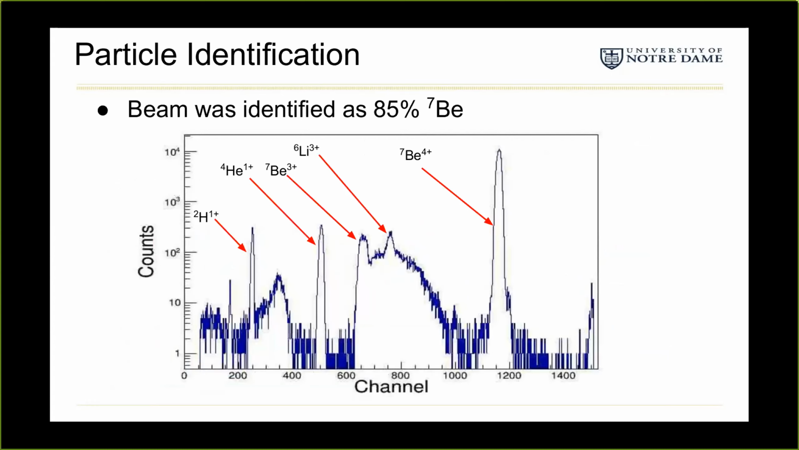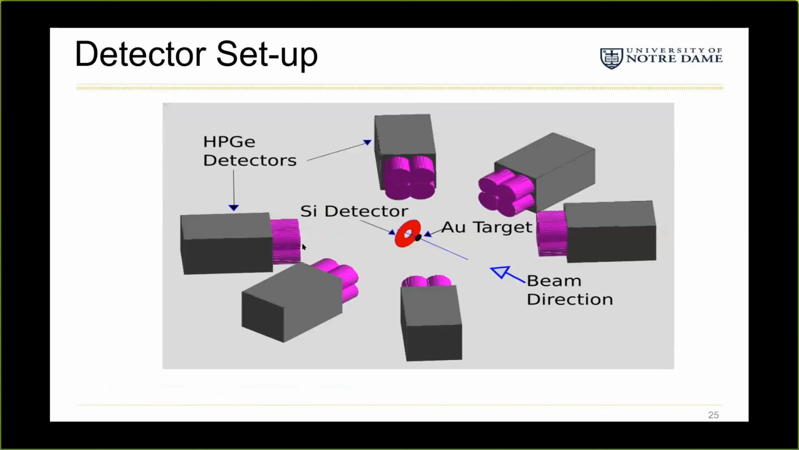We then sent this beryllium-7 beam to a detector to do particle identification. The beam was identified as being 85% beryllium-7, seeing this large peak here, and the other contaminants are labeled. They're at much lower energy, so we can separate them out in our spectrum. Okay, so this beam of beryllium-7 is then sent to our detectors.